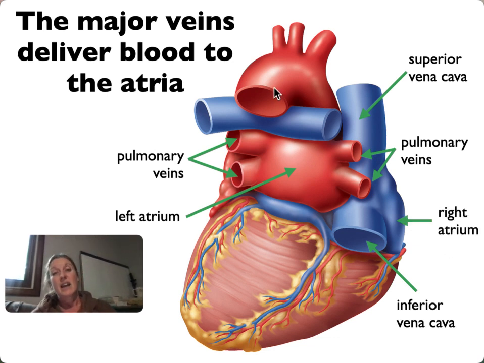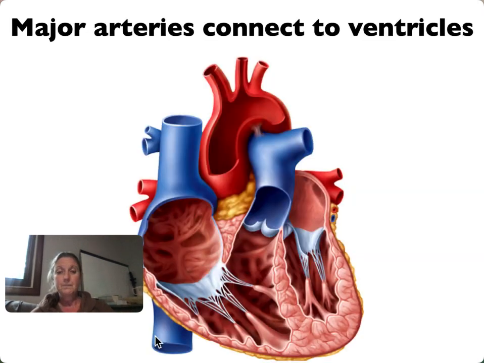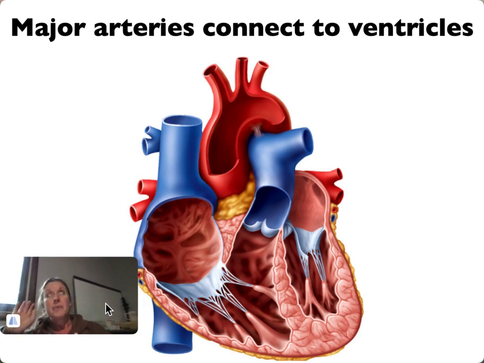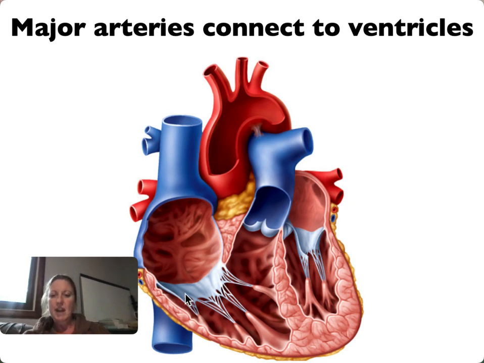Now, in this diagram, you can also see the aorta, which is coming from the front of the heart, wrapping around, and it'll go straight down through the thoracic and abdominal cavity. We also see the pulmonary arteries, which right behind where my cursor is, are attached to the pulmonary trunk that we saw in the previous image. Okay, so all the major arteries, the two major arteries, connect to the ventricles.